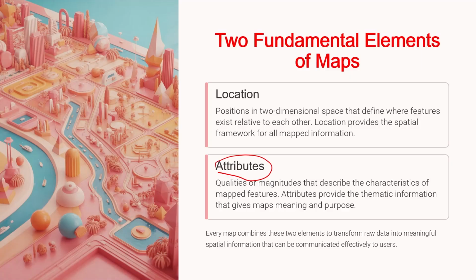Number 2, attributes. Attributes related to characteristics of a particular location. When I want to locate all the wells of a particular area, that is called locational parameters. I want to talk something about the well, that is characteristics. Who is the owner of the well?